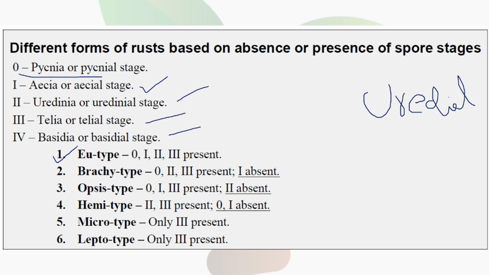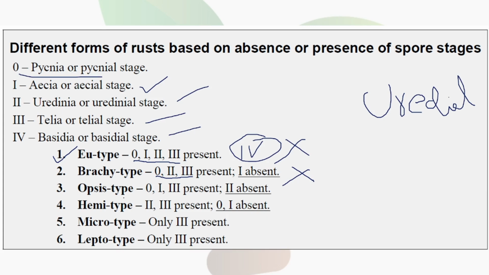There are some types. U type means 0, 1, 2, 3 is present but 4 is absent. That is called U type. Brachy type: 0, 1, 2, 3 is present but 1 is absent.